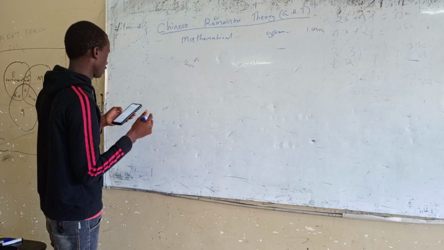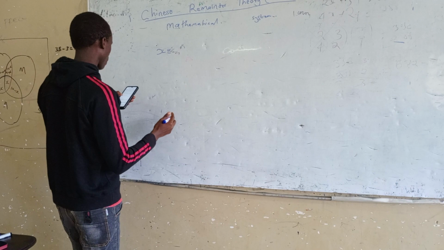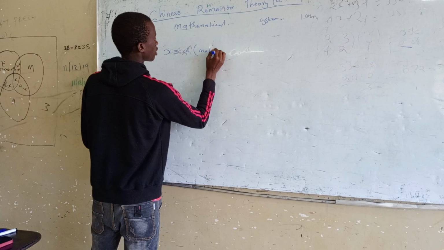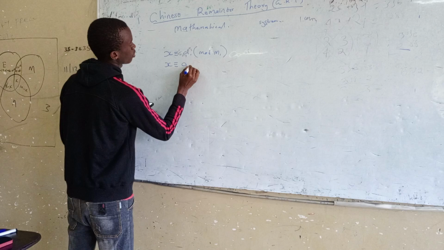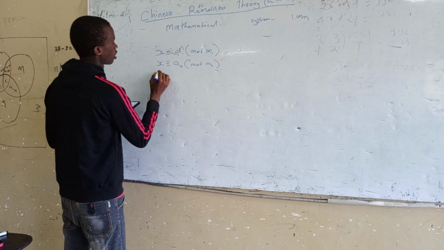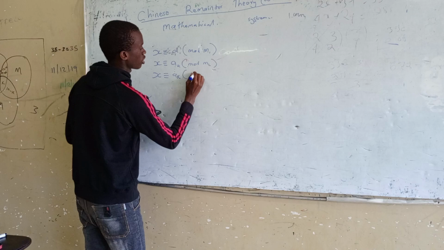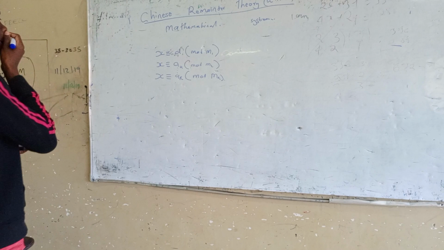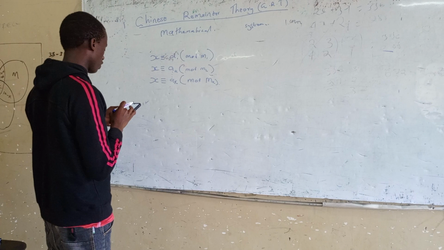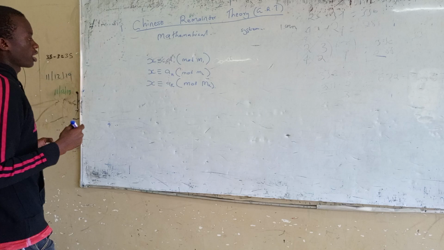For example, if you have been given a system of x congruent to a1 mod m1, then the same x congruent to a2 mod m2, and you continue within the natural numbers up to x congruent to ak mod mk. Let us consider these systems of congruences so that you can find the general formula of the Chinese Remainder Theorem.